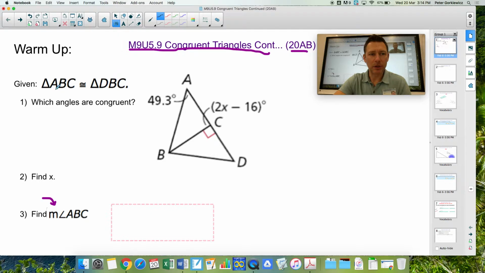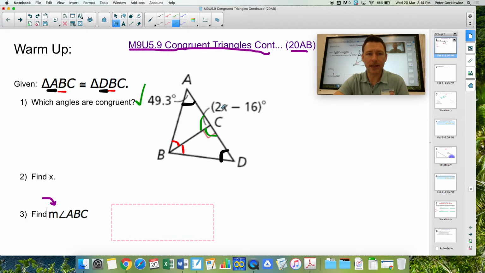Okay, so because they're in order, right, A and D should be congruent, and B and B should be congruent. That makes sense, and also C and C should be congruent. And that makes sense too because this is a straight line, and so that's 180 degrees, and this little red box means 90 degrees. So if the 180 is broken up into two parts, this will be 90 and this will also be 90. Cool? So those are the congruent pieces.